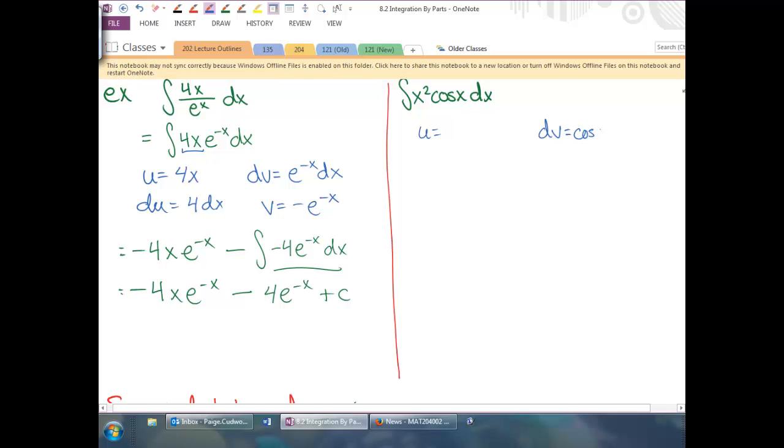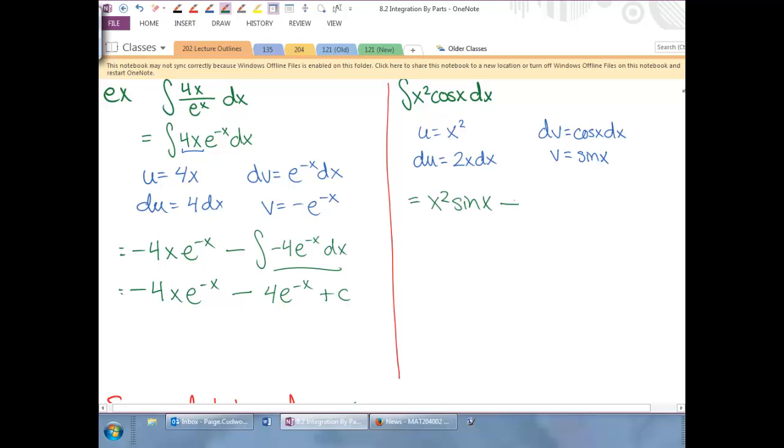This one is fairly similar to the one we looked at before. I'd like to put the cosine x into the dv, because I know if I take the derivative of that piece, it's not going to get any easier, but I can integrate it. Then I'll have the whole x squared in my u. I do du, and then v, and then put it all together.